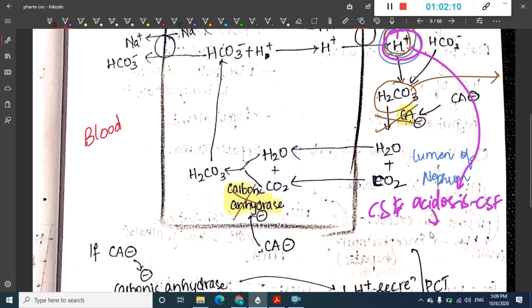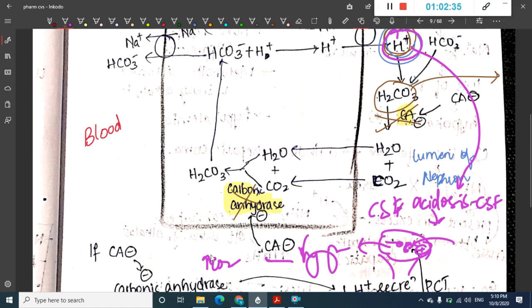So whenever there is increased H plus in CSF, what happens? There are respiratory centers present in the medulla. These respiratory centers get activated. They tell our lungs, you should excrete more carbon dioxide along with this H plus, because in my brain H plus is increasing, right? So this causes hyperventilation, leading to increased carbon dioxide exhalation, leading to hypocapnia. So this is the mechanism by which this occurs.